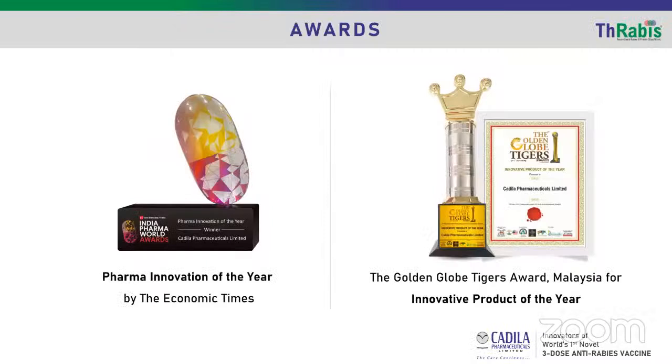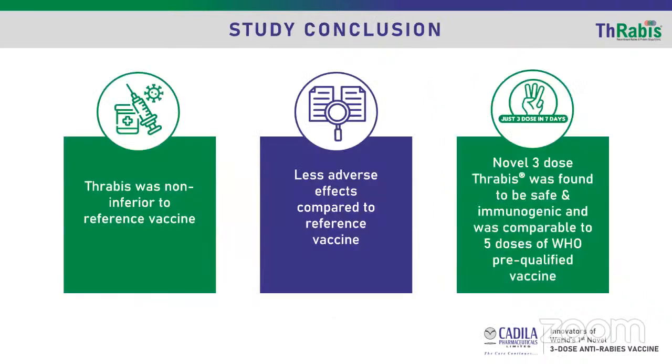The novel 3-dose recombinant G protein vaccine, that is Travis, was found to be safe and immunogenic and was comparable to 5 doses of WHO pre-qualified vaccine. Reduction in vaccine doses leads to a reduction in the number of visits and travel cost, as well as an increase in compliance, which is important to prevent rabies and ultimately help in eliminating dog-mediated human rabies by 2030.